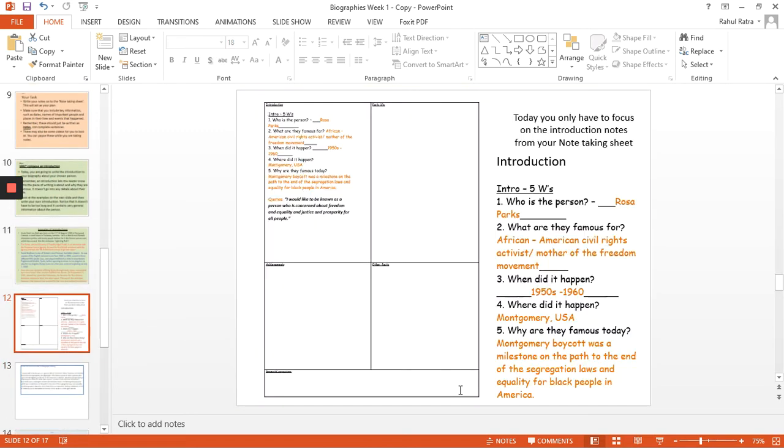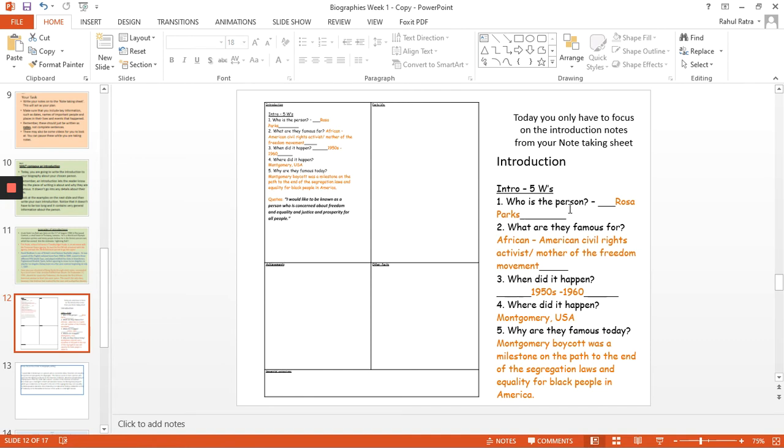Right. Now, looking at my note-taking sheet, I have only focused on introduction. I've left the rest blank, but yours will have lots of information on it from Wednesday. I have kept it blank so that we can only focus on introduction right now. So for an introduction, we said that 5 W's are important.